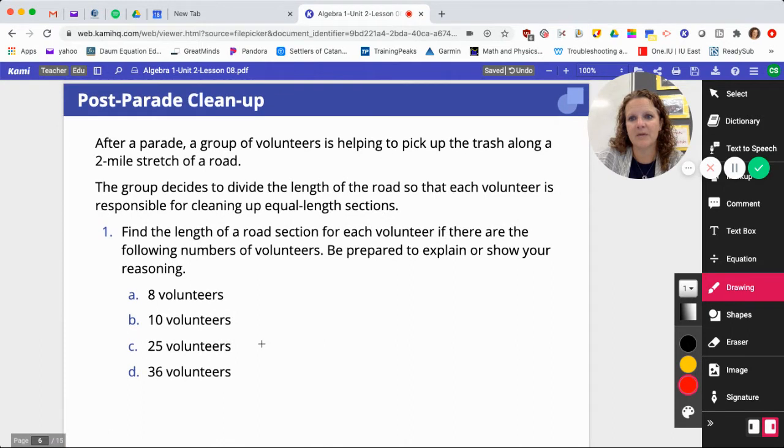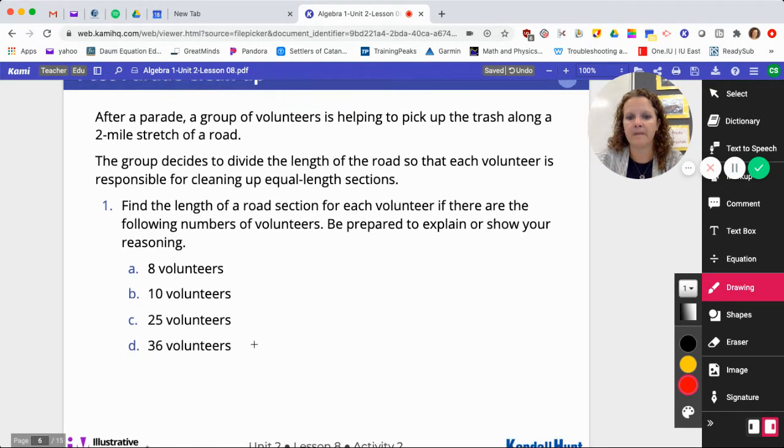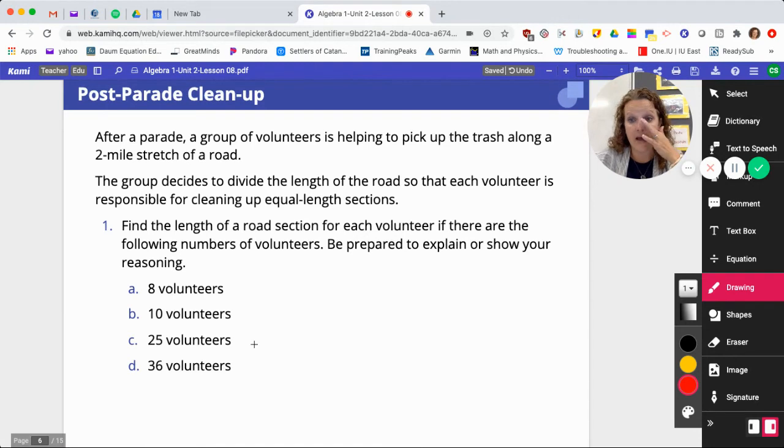All right. Post-parade cleanup. Okay, it's our second activity in the lesson. After a parade, a group of volunteers is helping to pick up the trash along a 2-mile stretch of road. The group decides to divide the length of the road so that each volunteer is responsible for cleaning up equal lengths of sections. So we have a length of road, and we're dividing it up for each volunteer. So N would be the number of volunteers.